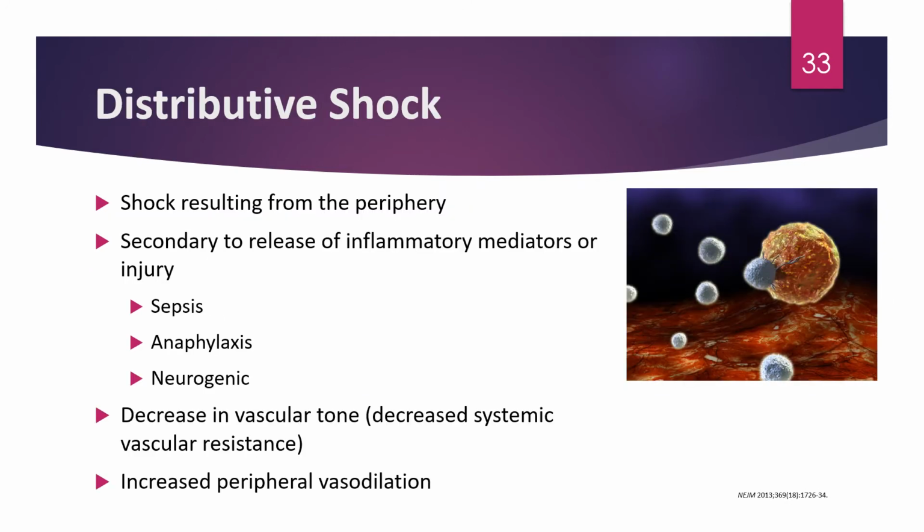Distributive shock is shock resulting from the periphery, and it can be secondary to a release of inflammatory mediators, such as what we see with sepsis and with anaphylaxis, or it can be a result of injury, such as neurogenic injury, like where you might have brain injury or spinal cord injury. So all of these things can actually regulate your vascular tone. Inflammatory mediators can actually cause vasodilation in states such as sepsis and anaphylaxis.